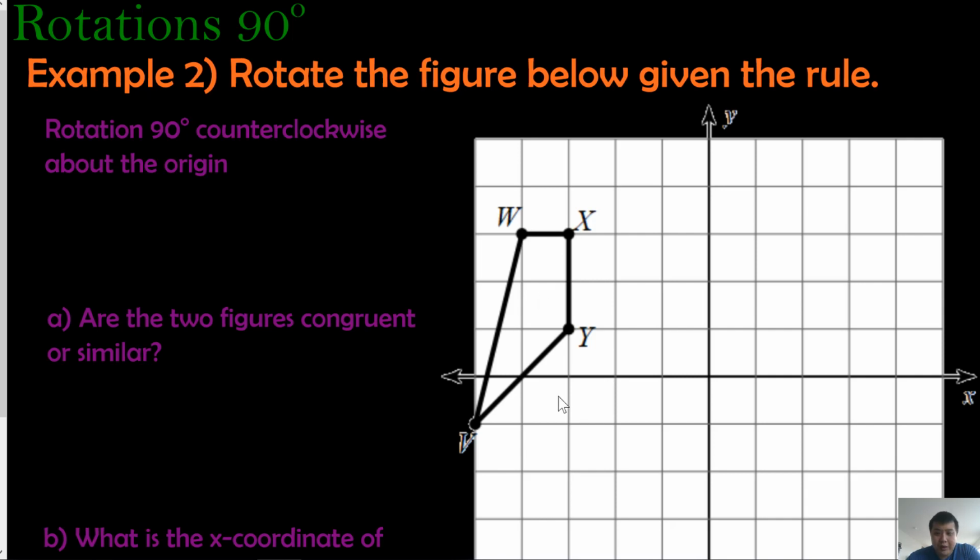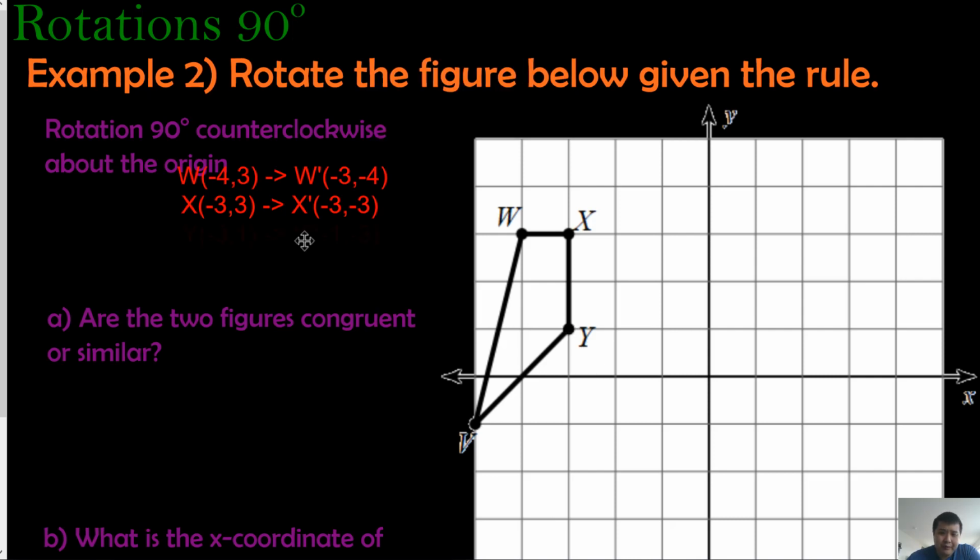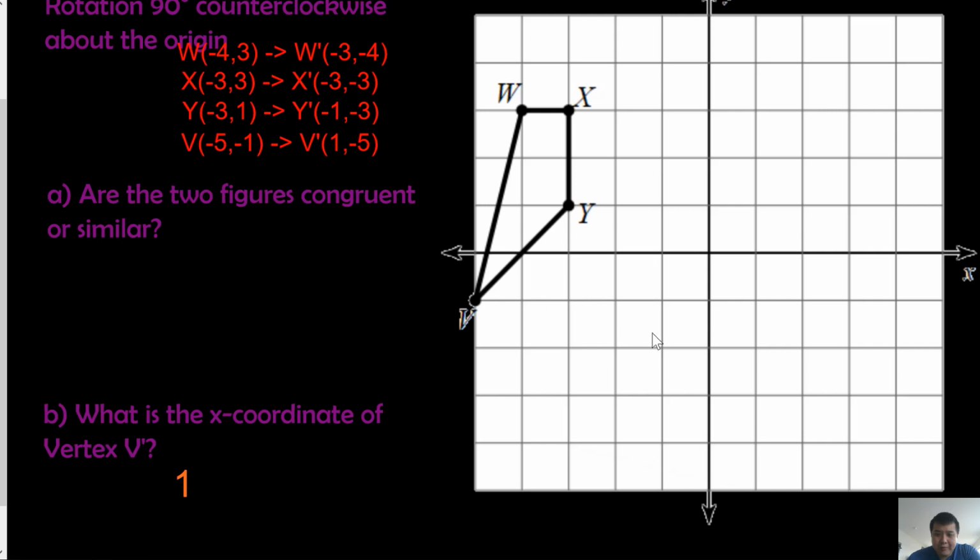This W right now is negative 4, 3. Okay, so it's going to become negative 3, negative 4 down here. This x, which is negative 3, 3, is going to be negative 3, negative 3 right there. This y, which is negative 3, 1, is going to become negative 1, negative 3. And this one right here, which is negative 5, negative 1, is going to become 1, negative 5. And that means that it should look something like that right here.